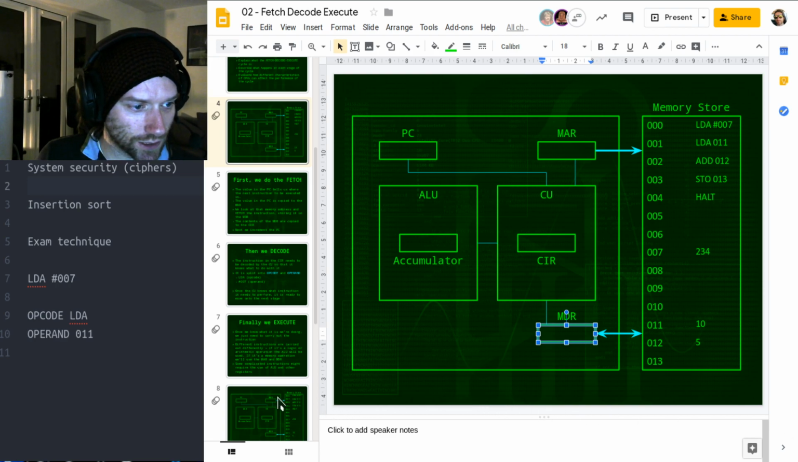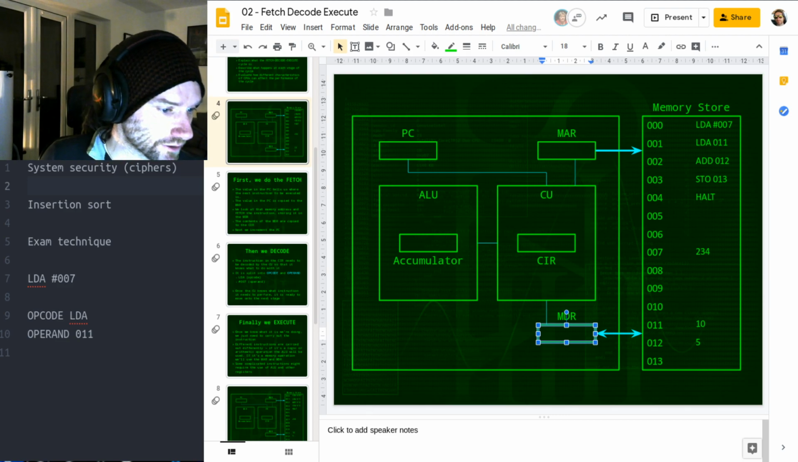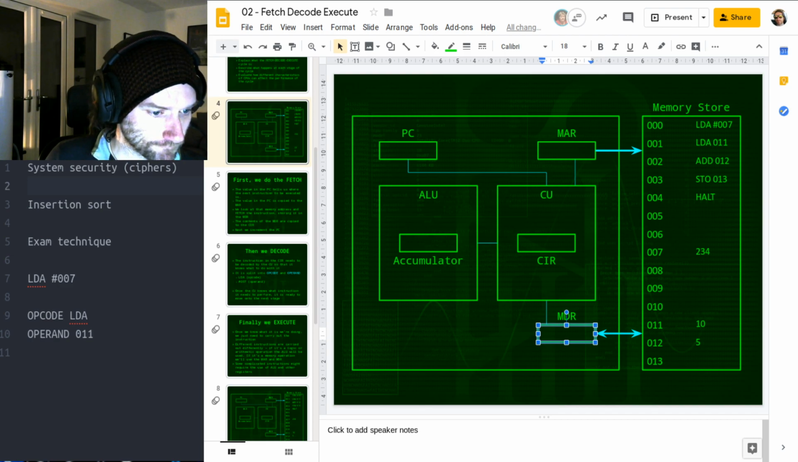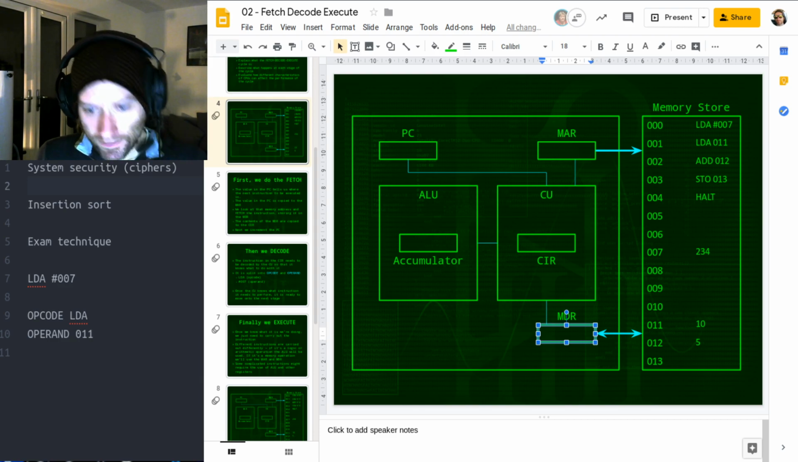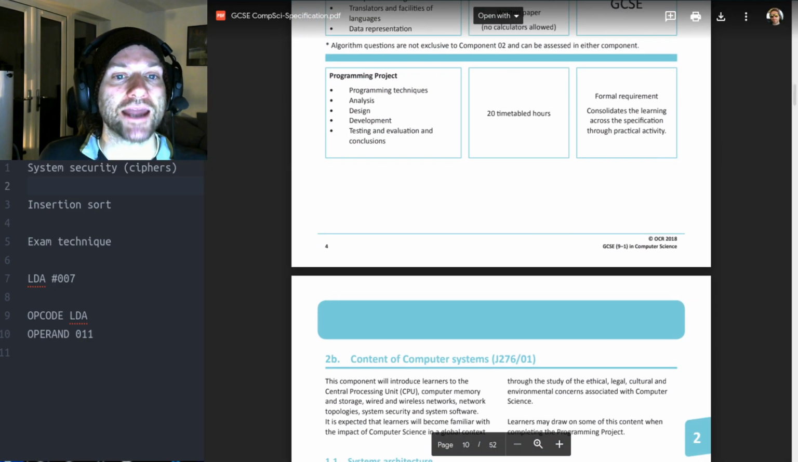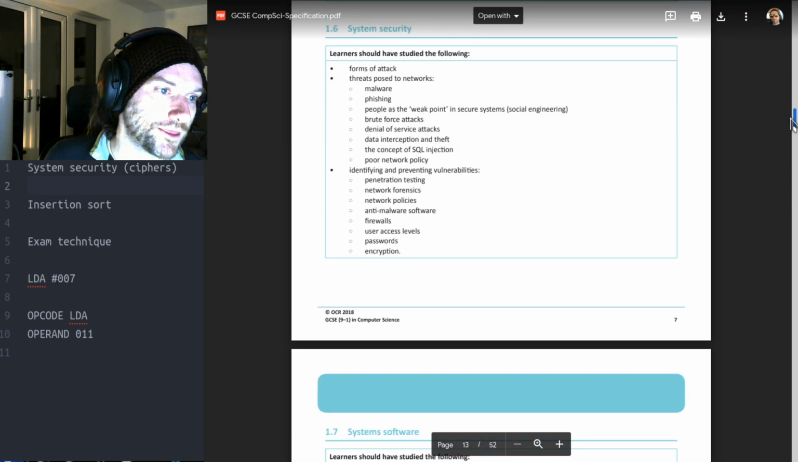System security. Anything particular about system security that you want me to go over? You wanted to go over some of the ciphers, if I remember. Okay, Joey, thanks for tuning in. Different attacks. So I'll tell you what I'm going to do. I'll bring up the spec. Here is the specification. We'll go down to the system security.